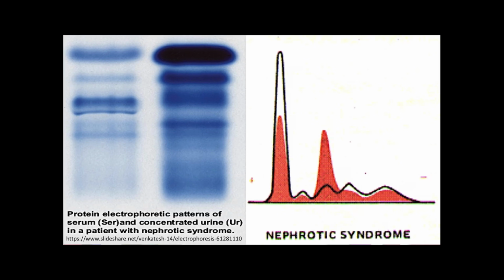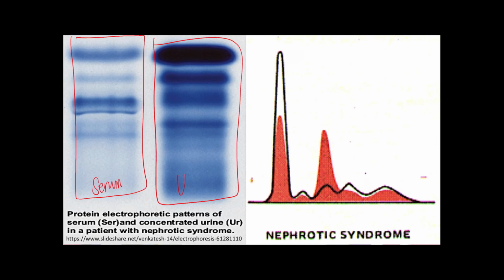Because of the massive protein loss, almost all proteins are decreased in the blood. Thus, they can be already found in the urine sample. That's why we can see a lighter staining electrophoretogram pattern here if we are using the serum sample as compared to the urine sample with darker bands. So that's for your nephrotic syndrome.